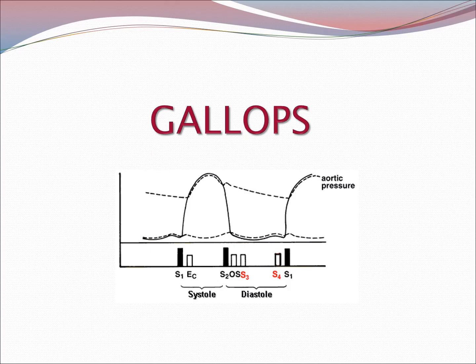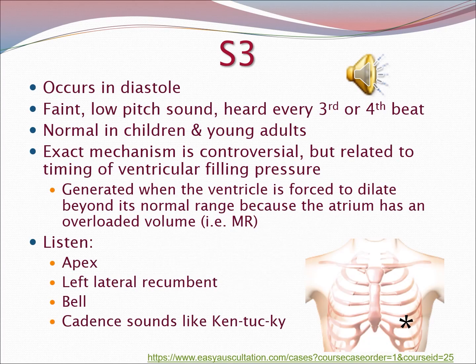We'll begin with the S3 heart sound. It occurs in diastole. It is a faint, low-pitched sound heard every third or fourth beat. It's normal in children and young adults. The exact mechanism is controversial but related to the timing of ventricular filling pressure. It's generated when the ventricle is forced to dilate beyond its normal range because the atrium has an overloaded volume, which can occur in mitral regurgitation.